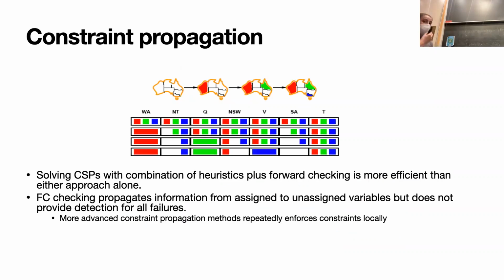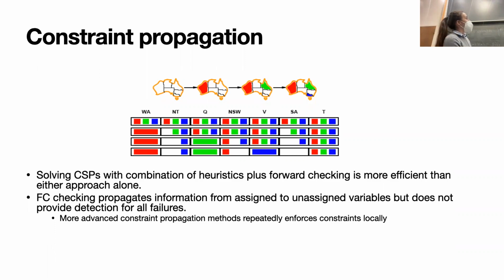Great. So essentially, what we want is a way to solve a constraint satisfaction problem with a combination of heuristics and forward checking. If we use heuristics along with forward checking, we are going to find an assignment more efficiently than using either approach alone. And it's just adding a few small things. Forward checking will propagate the information from the assigned to the unassigned variables, but it does not provide detection for all failures.